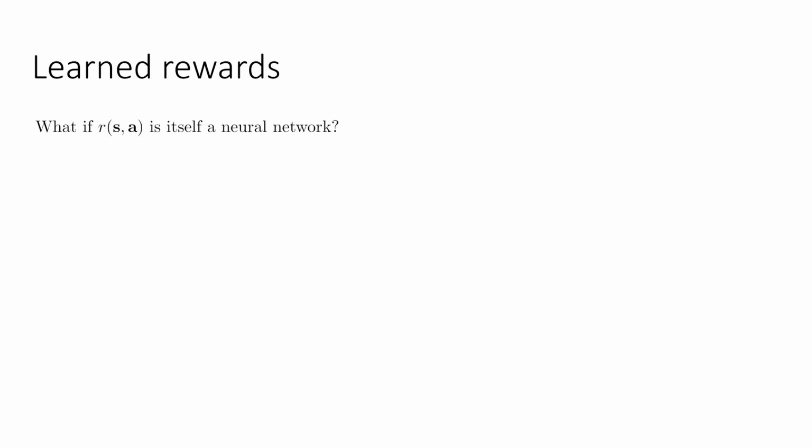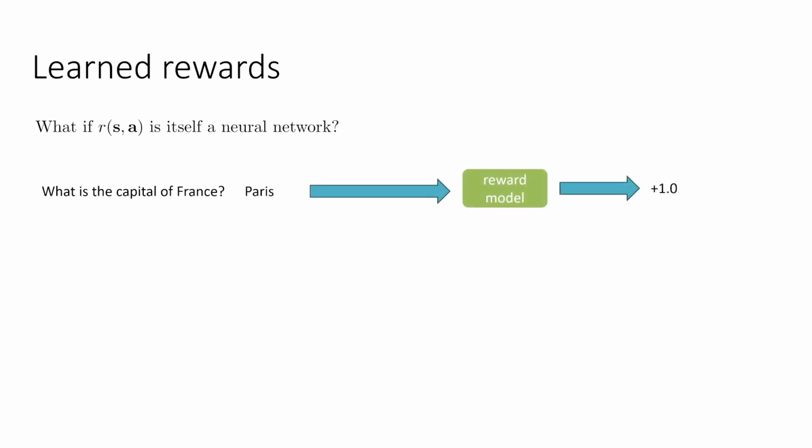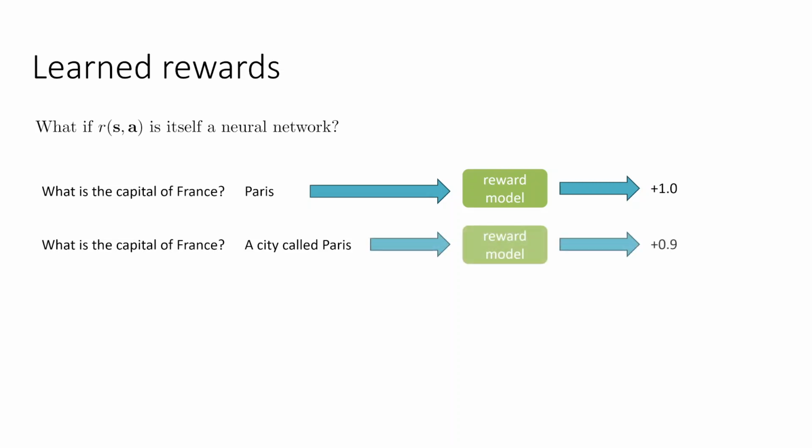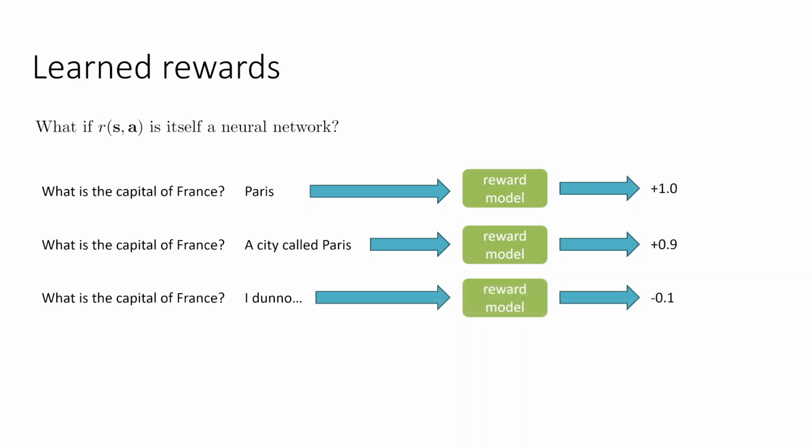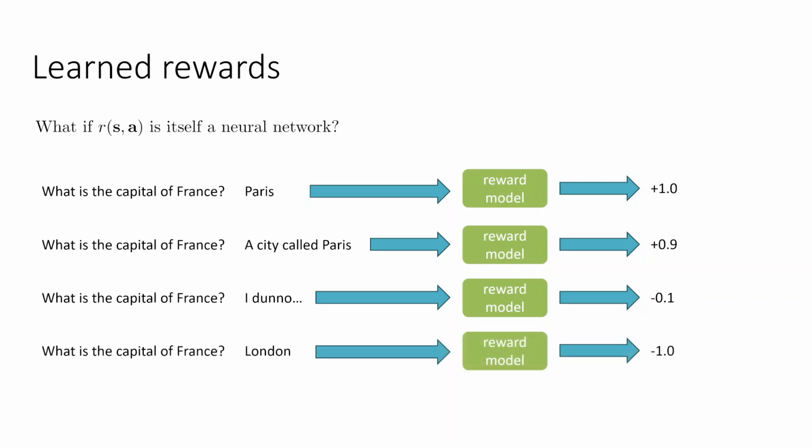So very often when we do this, we want to represent R itself as a neural network. Because we don't just have to figure out that Paris is the right answer and should get a reward, let's say, +1. We also have to figure out what happens when the language model says, oh, it's a city called Paris. Well, that's a pretty good answer, like it's correct. It's maybe not as concise, so maybe we give it a slightly lower reward. Maybe we say that, oh, that's a 0.9, not a 1.0. It might also say, I don't know. That might not actually be incorrect, like maybe it really doesn't know, but that's a worse answer, so maybe we give it a negative 0.1 or something. And then if it says London, well, that's just bad. That should be a -1.